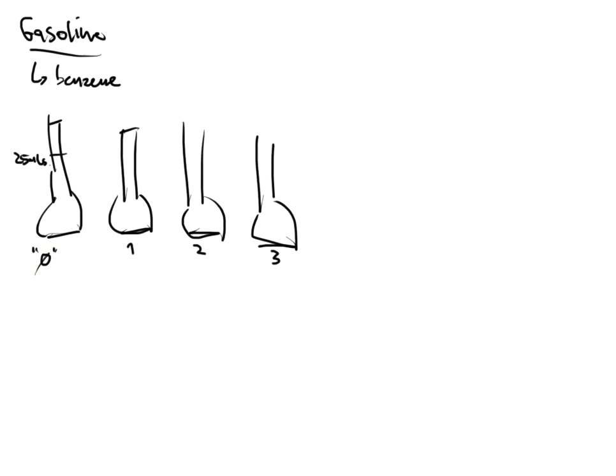So in the first flask, we're going to add 0.5 microliters. In the second flask, we're going to add 1 microliter. And in the third flask, we're going to add 3 microliters. Now, 3 microliters of what? Well, it's 3 microliters of benzene.